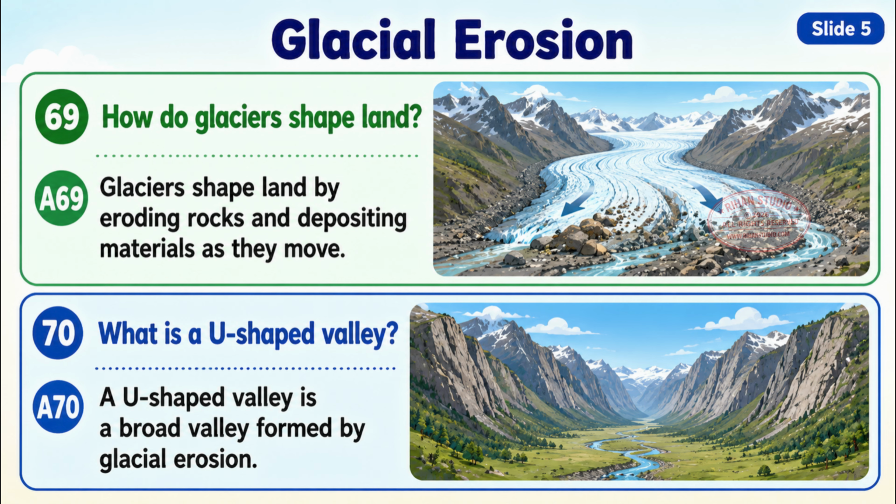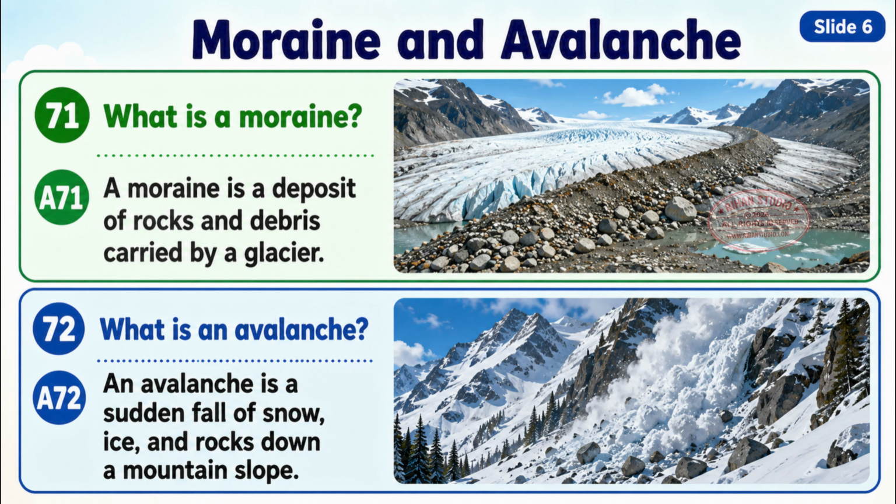Question 70. What is a U-shaped valley? Answer 70. A U-shaped valley is a broad valley formed by glacial erosion. Question 71. What is a moraine? Answer 71. A moraine is a deposit of rocks and debris carried by a glacier.